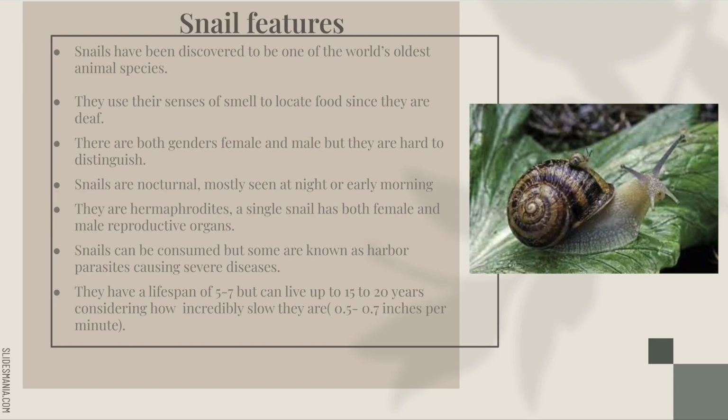Snail features. Some snail features are that snails have been discovered to be one of the oldest animal species in the world. They use their sense of smell to locate food since they are deaf, so it's the only way of locating food. There are both genders, female and male, but they are hard to distinguish apart. Snails are nocturnal, which means that they are mostly seen during the night or early in the morning.